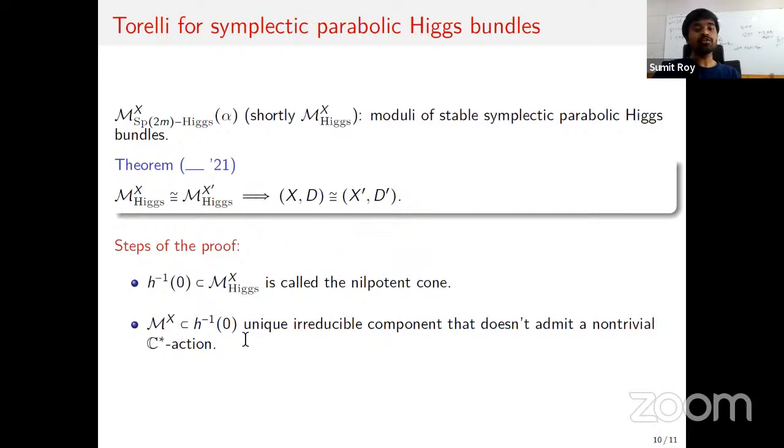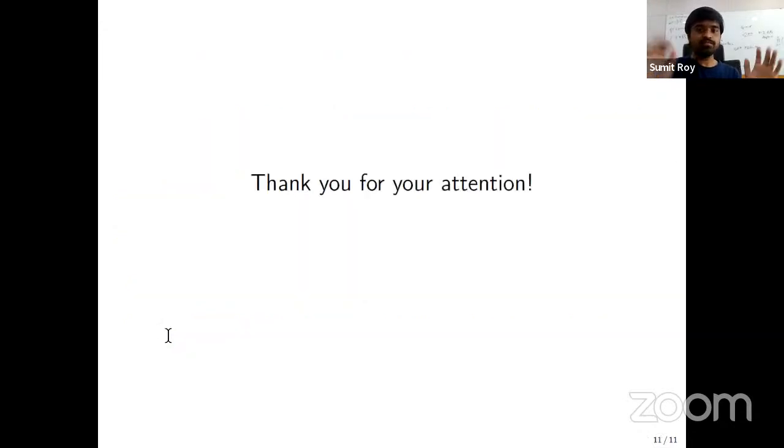The only thing is that when we have the isomorphism here, it is an isomorphism as an abstract variety, so you don't know about the Hitchin map in that case. The Hitchin map can be recovered from this isomorphism. Once that is done, consider the nilpotent cone and then the non-Higgs moduli space that sits inside it uniquely. I guess I'm done.